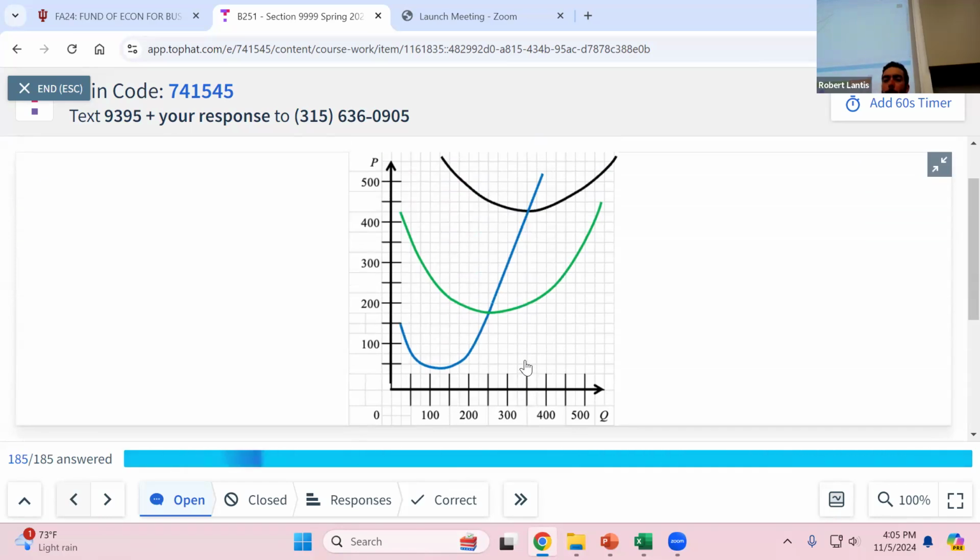Okay. Questions on that? So we want to have this idea of the break-even price locked in, especially once we start talking about shutdown prices next class. Okay.